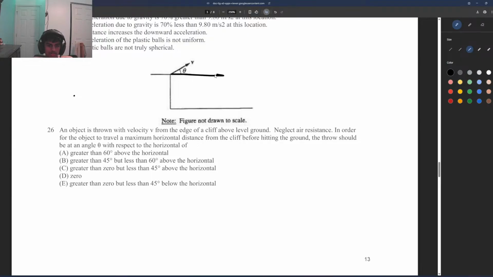So horizontal is going to be the worst, and above 60 is going to be bad. But so is it not B then? No, because that maximizes the height. That maximizes total distance, but because you want to maximize horizontal distance, it's going to be greater than 0 but less than 45, I think.